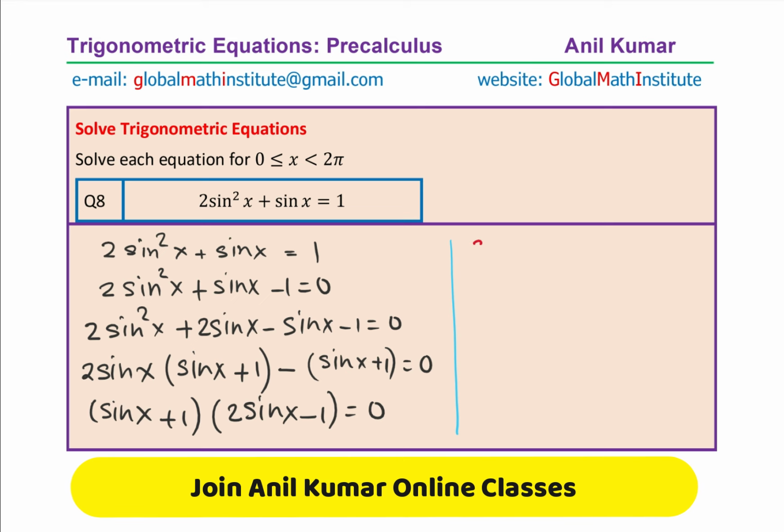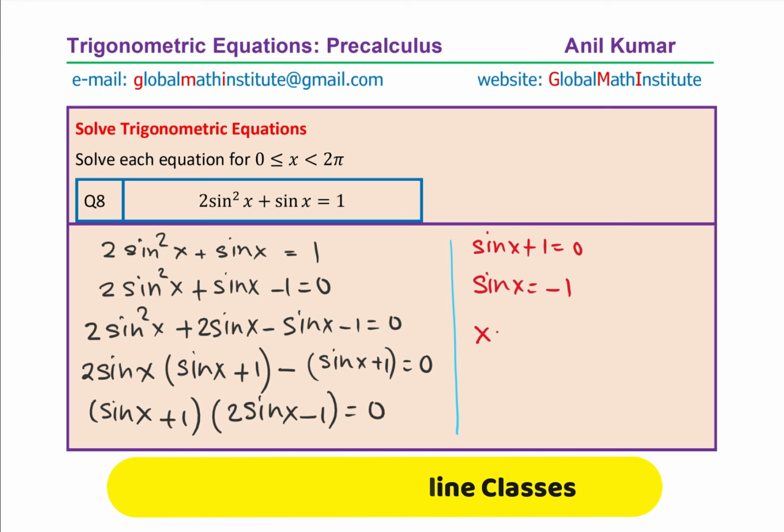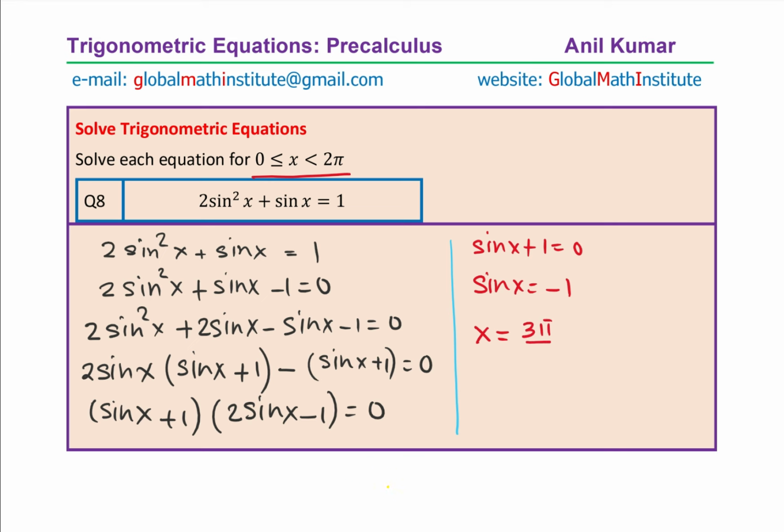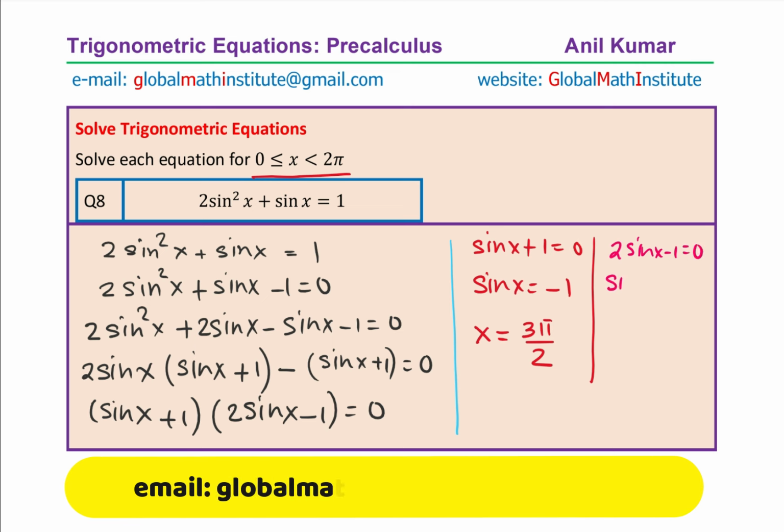First, sine x plus 1 equals 0. That means sine x is minus 1. And sine x is minus 1 within this domain for which value? 3 pi by 2. So we have one solution, right? The other one we are going to get from 2 sine x minus 1 equals 0, or sine x equals half.